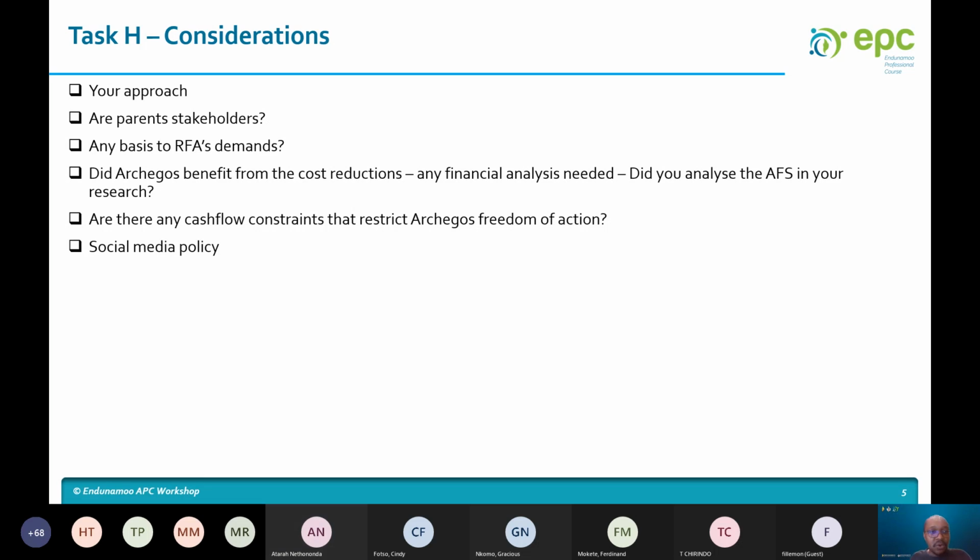Are there any cash flow constraints that restrict ARC egos? You would recall that throughout the information we were told about them considering issuing debentures, looking at a 4 million cash injection for them to ease their cash flow. So how are they able to deal with the rebates, etc.? So those were also considerations.